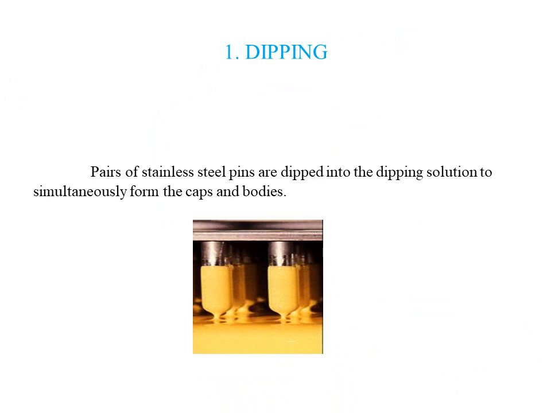Step 1. Dipping. Pairs of stainless steel pins are dipped into the dipping solution to simultaneously form the cap and body. The pins are lubricated with a mold release agent. The pins are at ambient temperature. The temperature is about 22 degrees Celsius, whereas the dipping solution is maintained at a temperature of about 50 degrees Celsius in a heated jacketed dipping pan. The length of time to cast the film has been reported to be about 12 seconds, with larger capsules requiring longer dipping time.